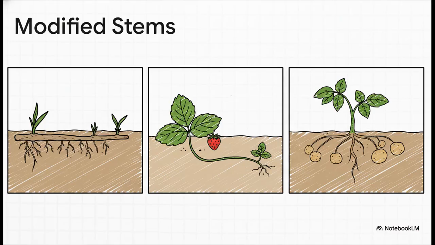We have rhizomes, which are stems that grow horizontally right under the surface of the soil. Then you have stolons, which are often called runners. They do the same thing, but on top of the surface. It's how a strawberry plant can spread out and basically clone itself. And finally, tubers. These are the swollen, food-storing ends of rhizomes or stolons. And yes, fun fact here, this means a potato is technically a modified stem, not a root.